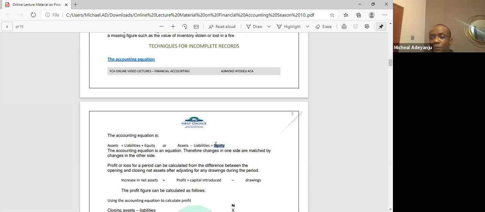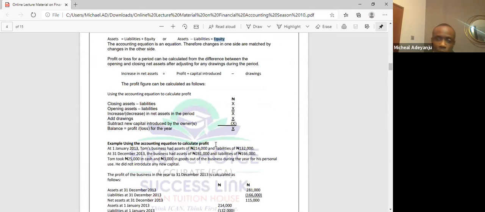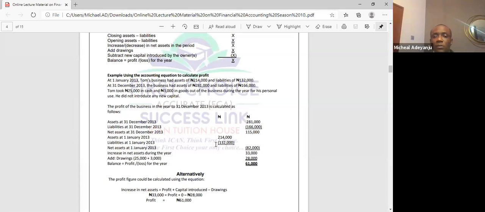That is what makes up equity. And it's not necessarily that you have capital for the period. So you can have your drawings and you add it to your net assets, and you determine your profit for the year. So if you're familiar with your accounting, these are just manipulations you use to determine figures that are missing. And the reason is not that a figure is actually missing. It's just taking a longer way to calculate them. Let's go to the question.